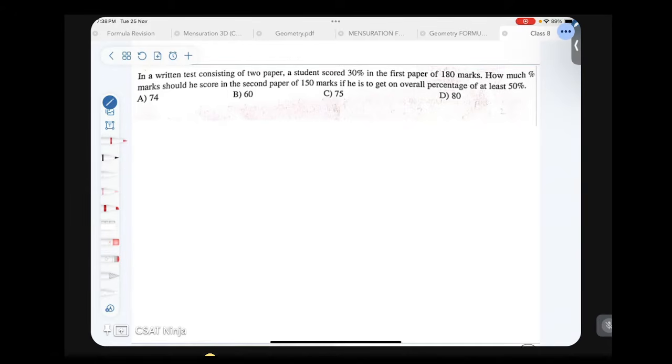Let's try this question. It's a question based on percentage as well. So how do we approach this type of question? The question says like this. In a written test consisting of two papers, a student scores 30% in the first paper. That means there's two papers. I'll just write first paper and second paper.